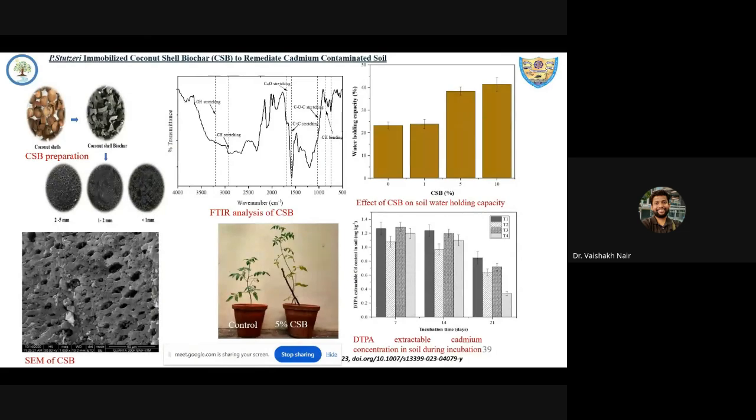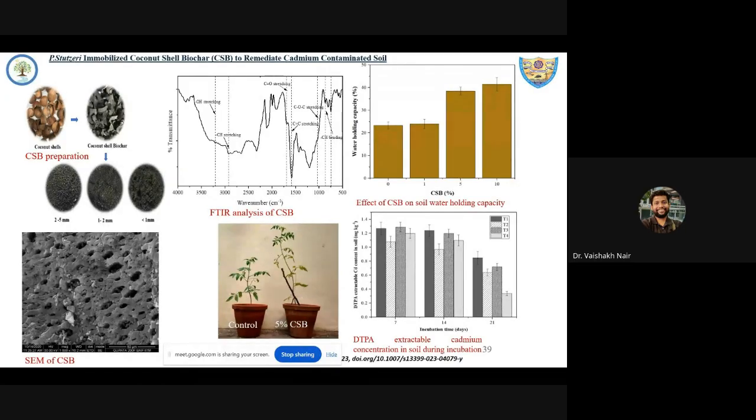This is another study which we did with coconut shell. The soil you are seeing is all soil taken from the Palakkad region, which is known to be an agricultural region. So that soil was used. And here, again, you can see the coconut shell. What I want to show you here is the water holding capacity. Biochar actually increased the water holding capacity.